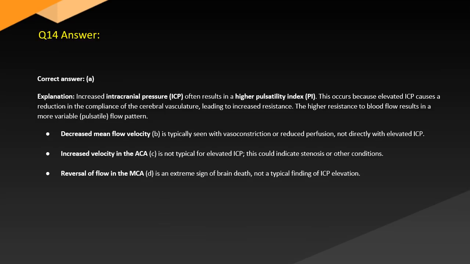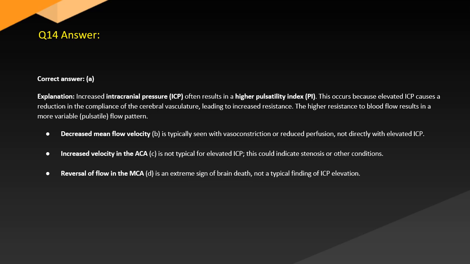Answer. Correct answer A. Explanation. Increased intracranial pressure often results in a higher pulsatility index (PI). This occurs because elevated ICP causes a reduction in the compliance of the cerebral vasculature, leading to increased resistance. The higher resistance to blood flow results in a more variable pulsatile flow pattern.